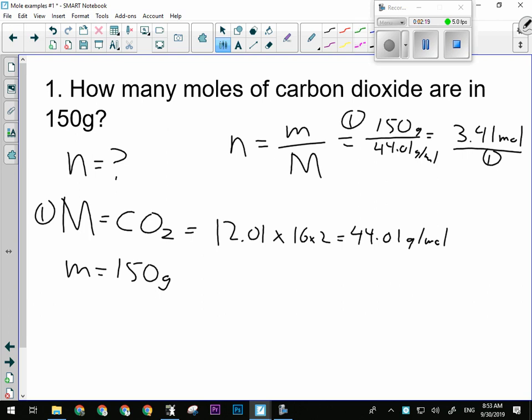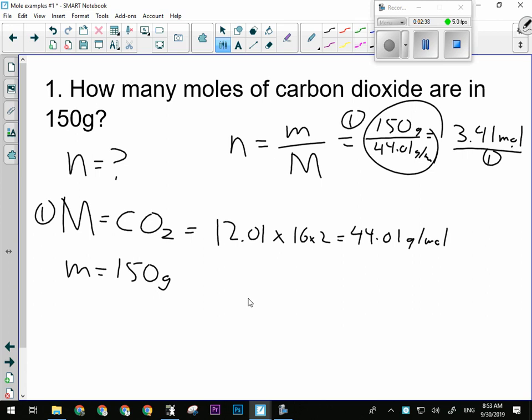Would we get it wrong if we didn't put grams per mole in our answer? No, I don't care whether your units are in here. I just put them in for explanation's sake. But yes, you do have to have it here on the final answer. Any other questions on that?